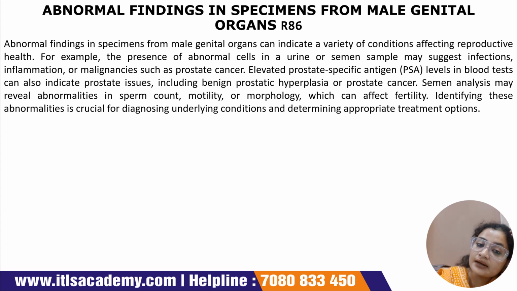Okay, next important subcode is R86, which corresponds to abnormal findings in specimens from male genital organs. These will indicate a variety of conditions affecting reproductive health. Obviously, since we are talking about males, it is the reproductive health of males only. For example, the presence of abnormal cells in a urine or semen sample may suggest infections, inflammation, or malignancies such as prostate cancer. Elevated PSA is a very important biomarker to diagnose prostate hyperplasia or prostate cancer. The full form of PSA is prostate specific antigen. Its level is tested in the blood, and it can indicate prostate issues including benign prostatic hyperplasia or prostate cancer.